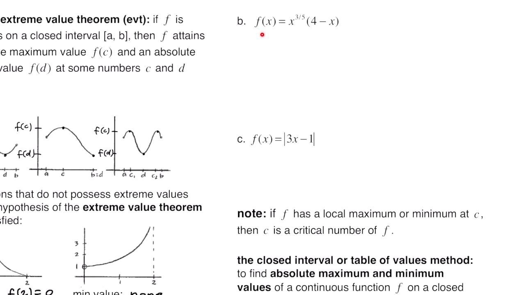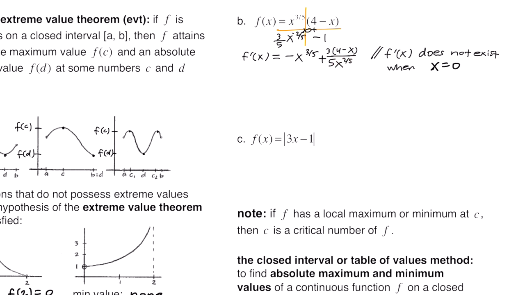For part b, we have f of x equals x to the 3/5 times the quantity 4 minus x. To take the derivative, we're going to use the product rule. So we get negative x to the 3/5 plus 3 times the quantity 4 minus x all over 5x to the 2/5. First, I want to check where this doesn't exist. This x has a root of 5, so we're good on a negative. That's not going to cause any problems. But right here we have x in the denominator, so we can't plug in 0. So our first critical number is going to be when x equals 0.